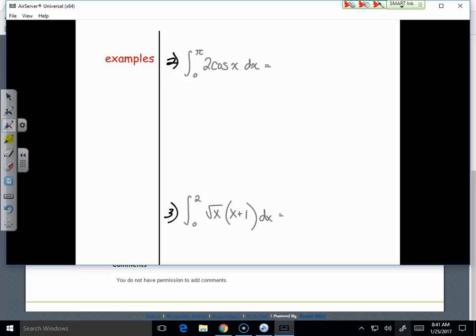Antiderivative. What is the antiderivative of 2 cosine x? It's not negative. Do I need to put the plus C? No, no, no constant today. Now what?